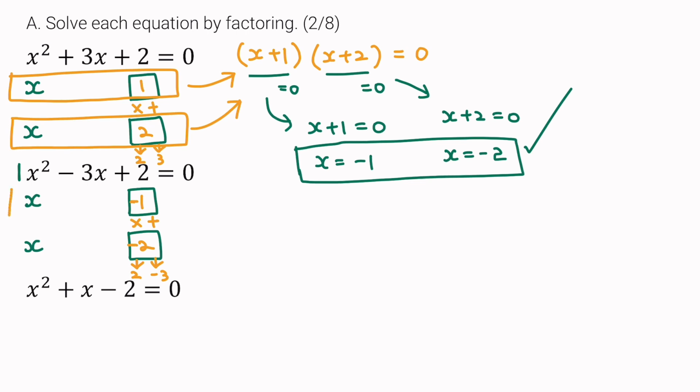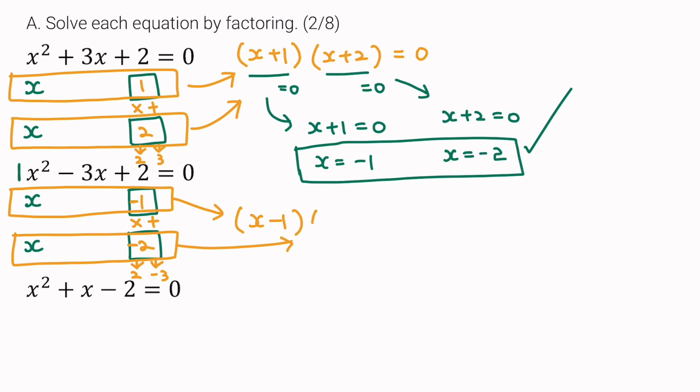I'm going to make two rectangular boxes like these to come up with two binomials. One is x minus 1. Second one is x minus 2. And when multiplied together, it gives me 0. Meaning, it's either x minus 1 is equal to 0 or x minus 2 is equal to 0.